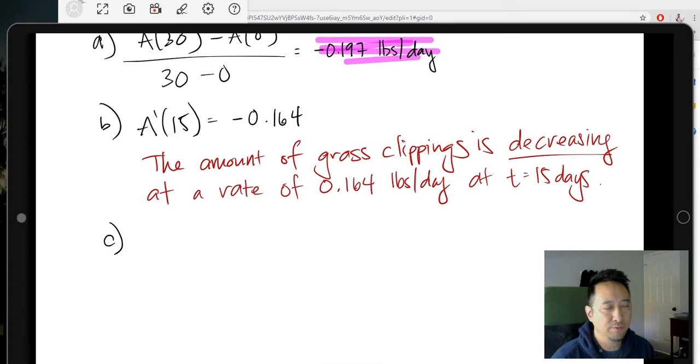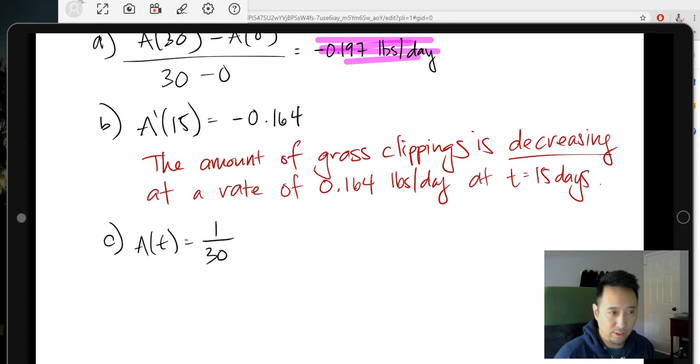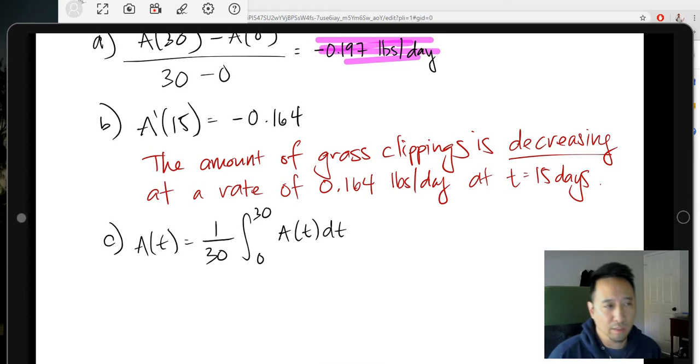We've got to find the time t for which the amount of grass clippings in the bin is equal to the average amount of grass. Okay, so we're going to use our amount of grass clippings formula, A of t, and I'm going to set it equal to the average amount of grass clippings over 0 to 30 days. I want this to equal 1 over 30 minus 0, integral from 0 to 30 of A of t dt. This is your average amount of grass clippings from 0 to 30 days. And again, this is a calculator. We're going to punch all this into our calculator, and you're going to figure out what t is.